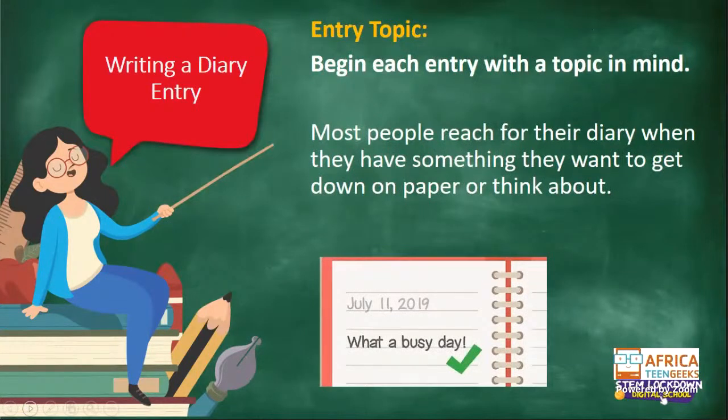The next one, you begin each entry with a topic in mind. You don't have to have a one-line topic underlined. You can just start off with one sentence. For example, at the bottom of the screen, what a busy day. So before even reading the diary entry, I know I'll be reading about someone's busy day. Most people reach for their diary when they have something they want to get down on paper or think about. So there's your topic sentence.